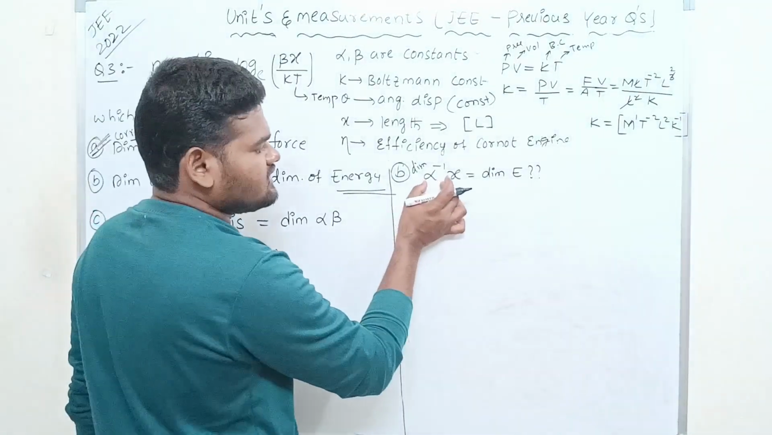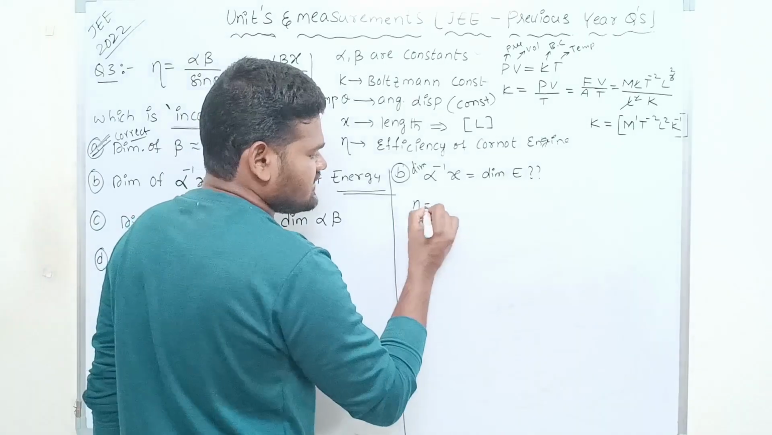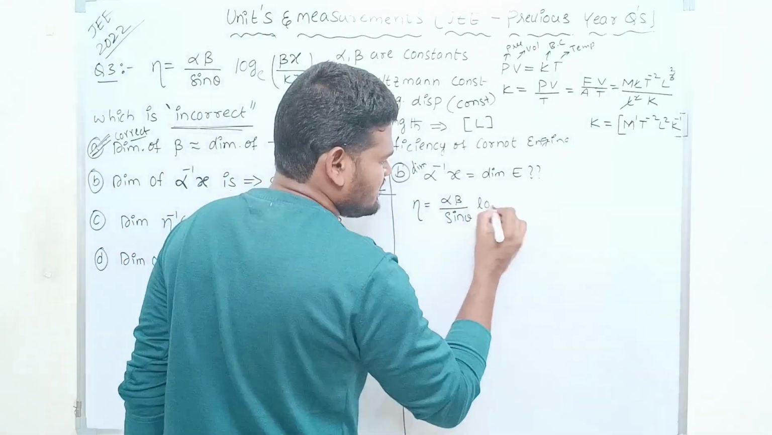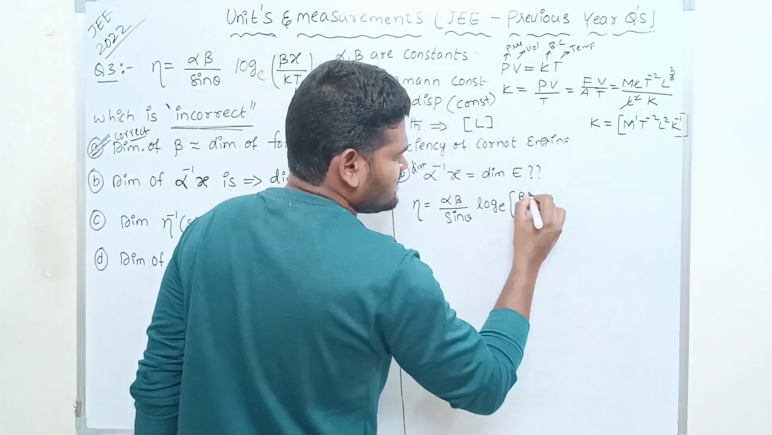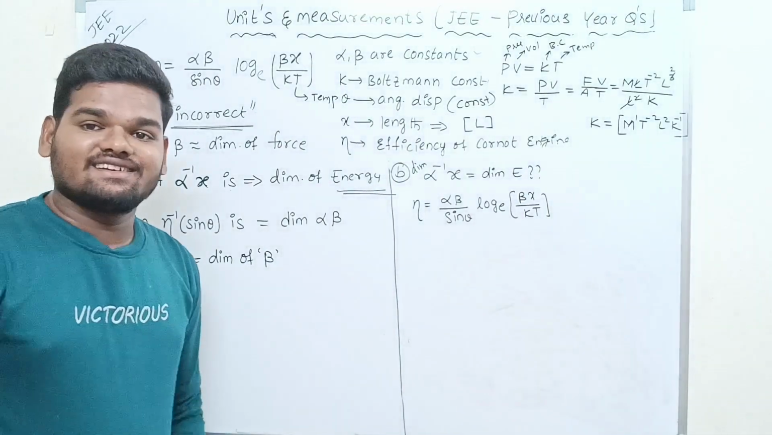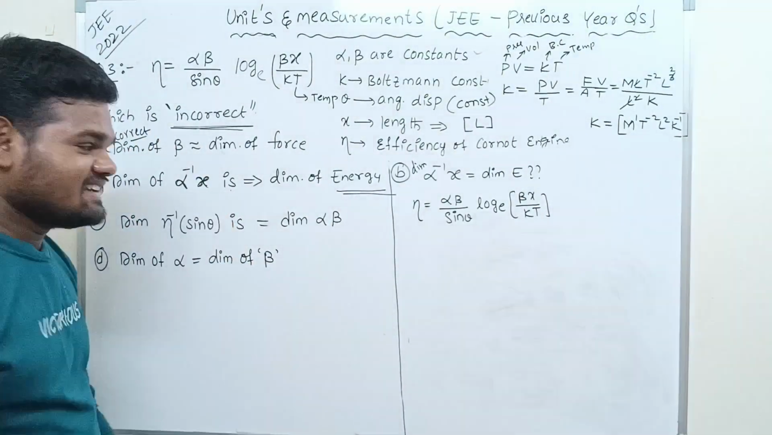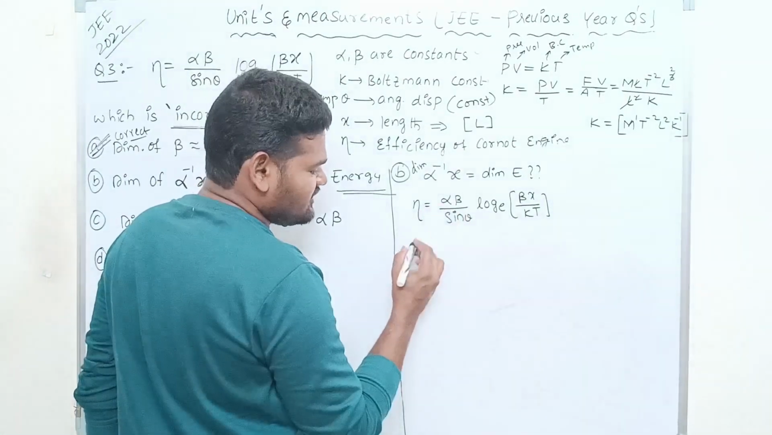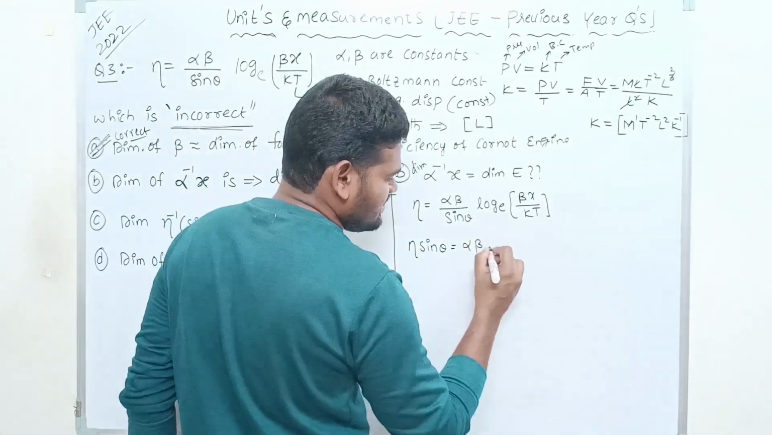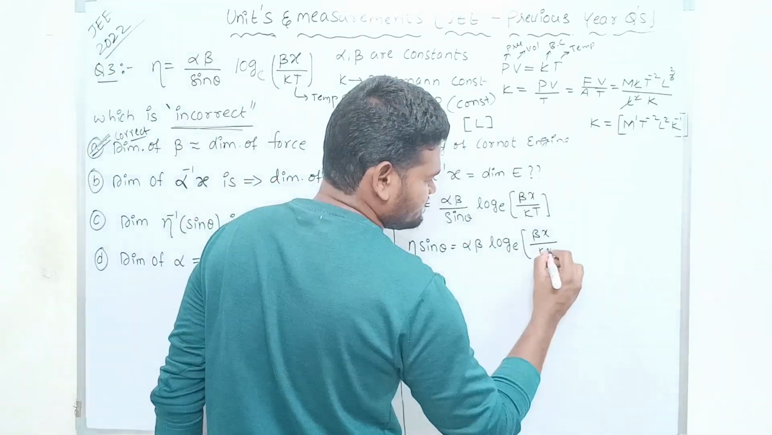So first we have to find the dimension of alpha. The given equation is eta equals alpha beta by sine theta log base e of beta x by kT. It's a big question. So bring this sine theta to this side. So eta into sine theta is equal to alpha beta log base e of beta x by kT.